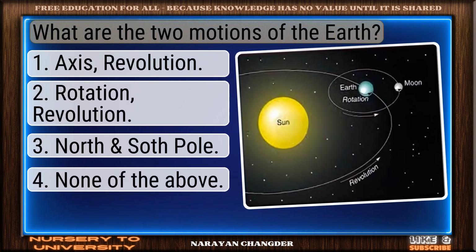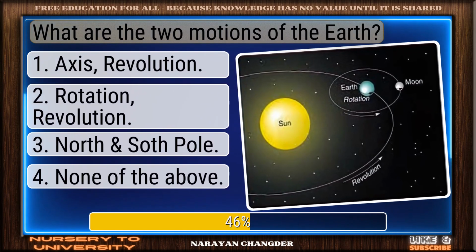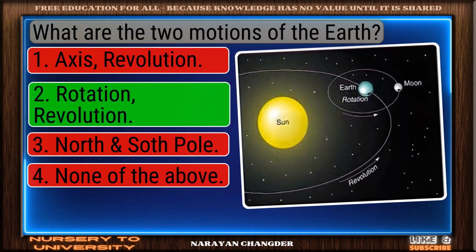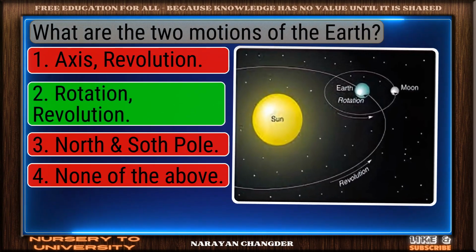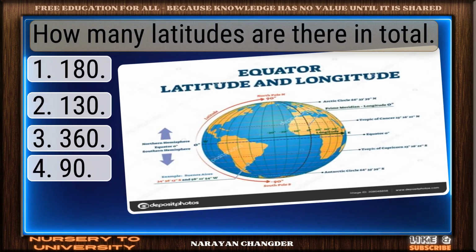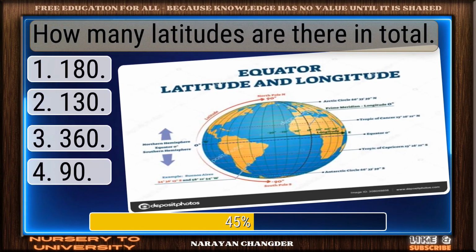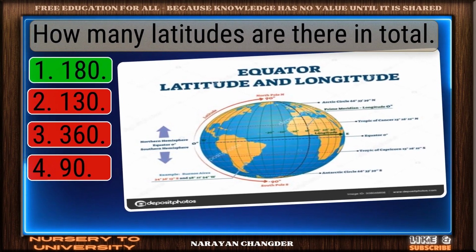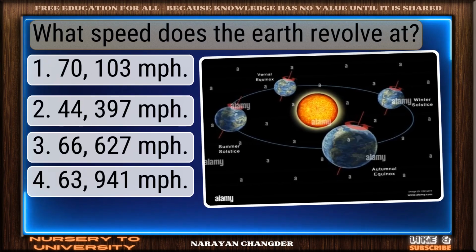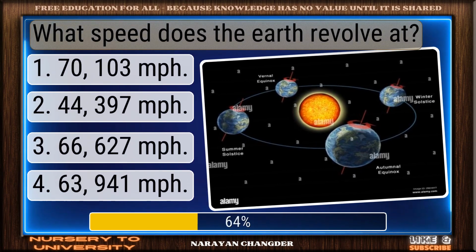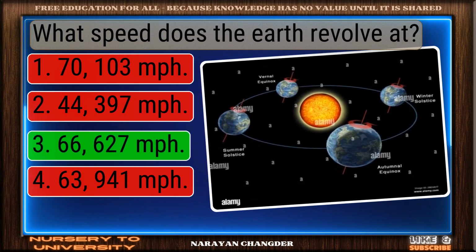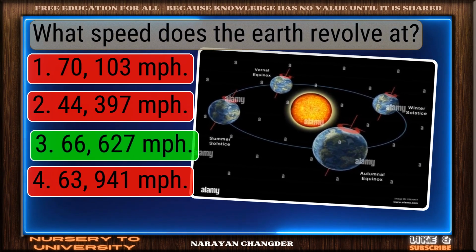What are the two motions of the Earth? Great job. Rotation, revolution is the accurate answer. How many latitudes are there in total? 180 is the answer. What speed does the Earth revolve at? Well reasoned. 66,627 miles per hour is the correct choice.